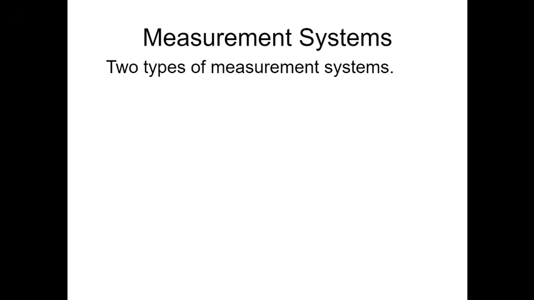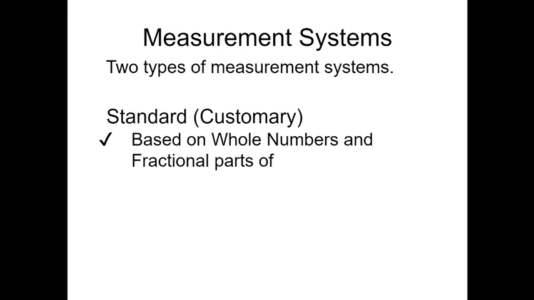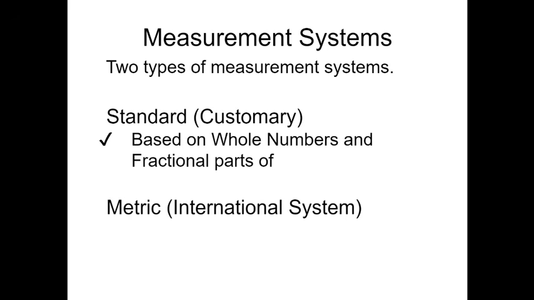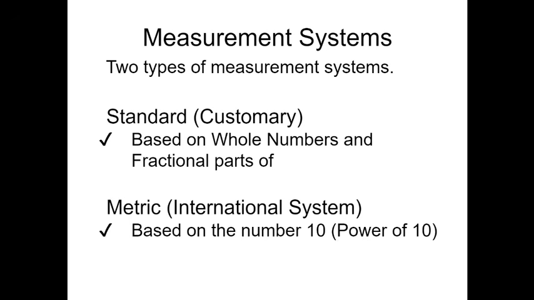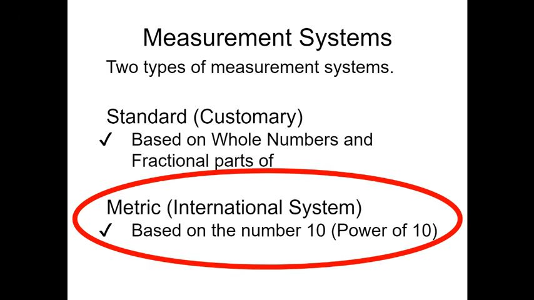So, measurement systems. There are two types of measurement systems here in the United States. The first is the standard or customary, which is based on whole numbers and fractional parts. The second is the metric, which is the international system, and it's based on the number 10 or powers of 10. That is the system we are going to be going over today.